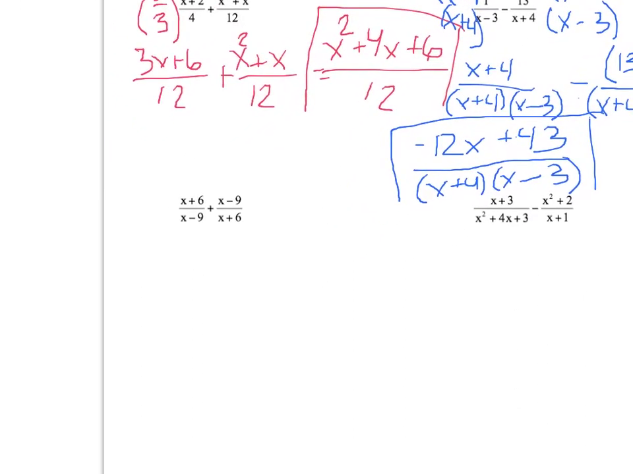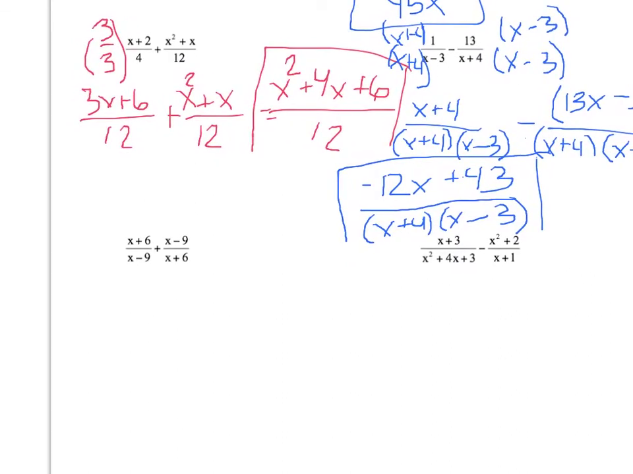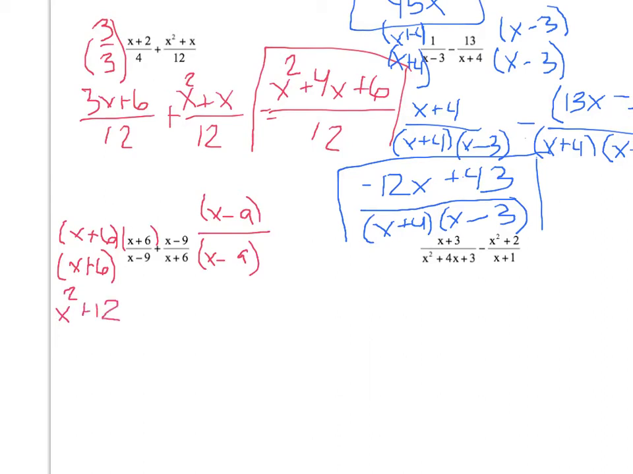Moving on, this problem is very similar to the one we just completed. The common denominator is going to be x minus 9 times x plus 6. So the first one needs an x plus 6. The second one needs an x minus 9. x plus 6 times x plus 6, that's a FOIL problem. You will get x squared plus 12x plus 36 over the denominator.